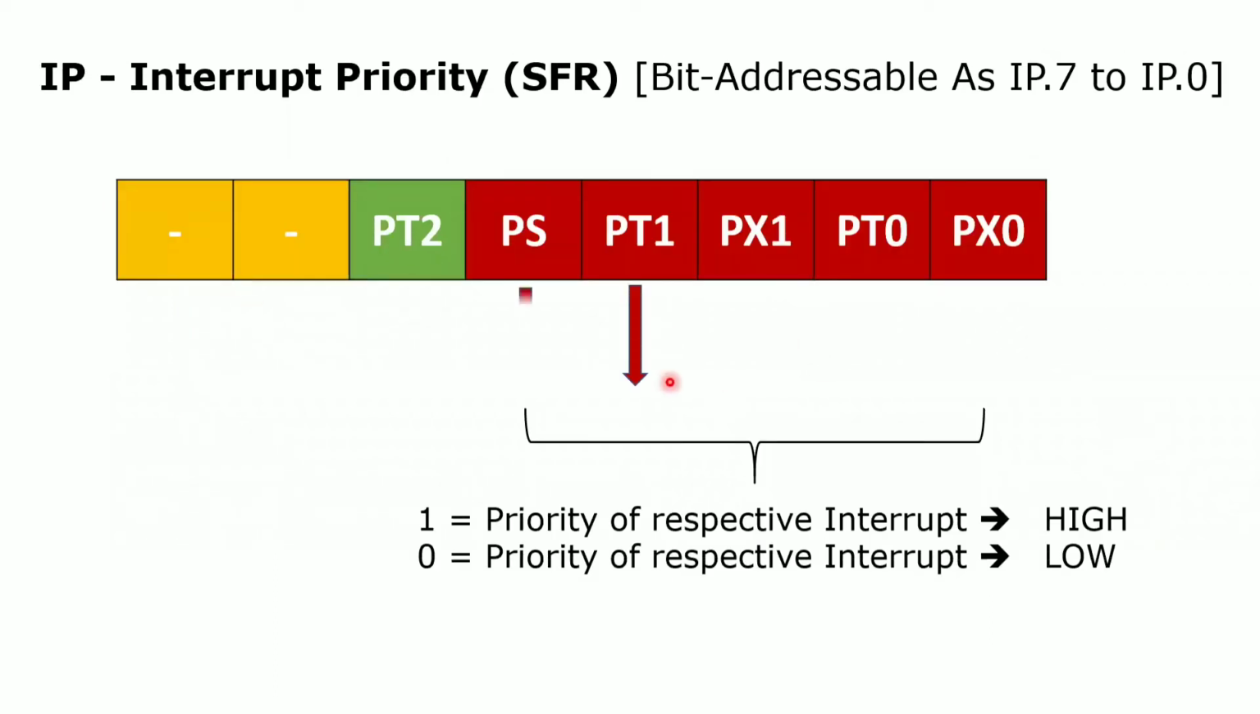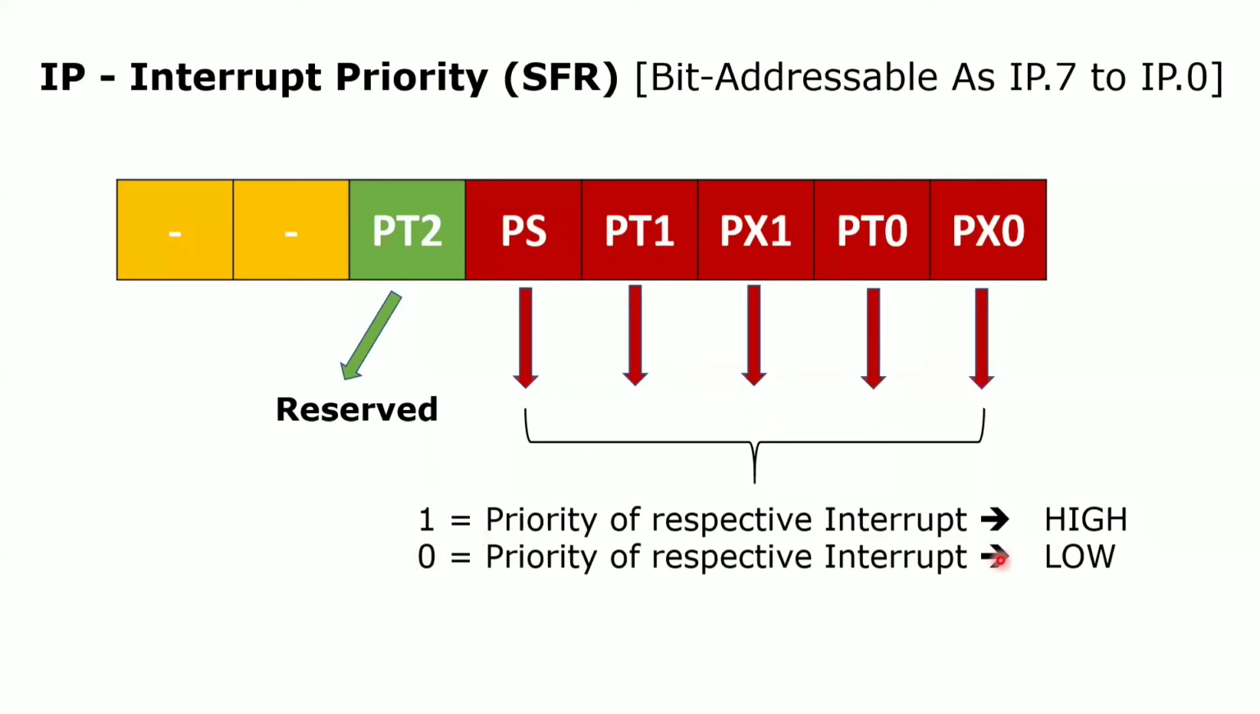Okay, next one is interrupt priority. What is meant by interrupt priority? Each and every interrupt has its own priority. Actually we have only 2 levels of priority: one is high level, another one is low level priority. Whenever you write 1 to this particular bit, that becomes a highest priority interrupt. Whenever you write 0 to this particular bit, we can make that interrupt low level.